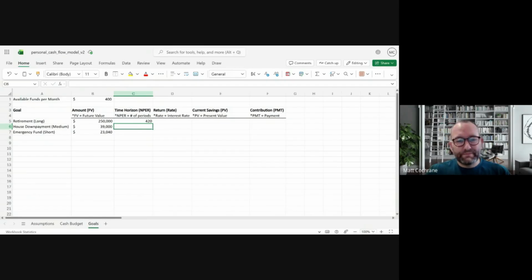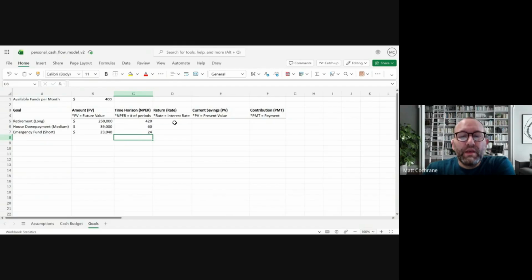A long time period. For the house down payment, we may want something that's a little bit sooner than 35 years. And that's why I've put that this is a medium-term goal. Let's say that the goal is 5 years. So we're going to take 5 years times 12 months per year, and that's going to give us 60. And then let's say that for the emergency fund, we really would like to have that established in 2 years. So 2 times 12, it's 24 months.